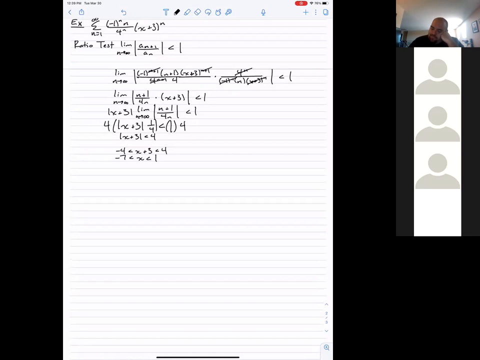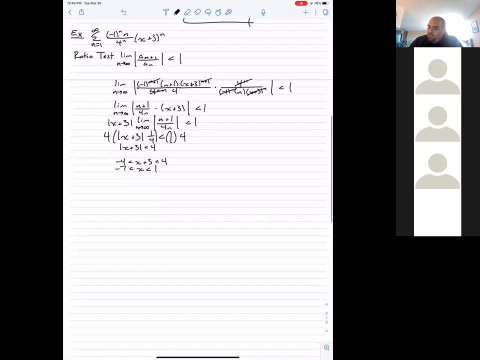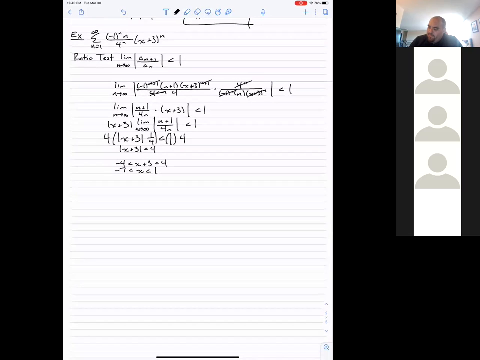Are we done? You have to test both -7 and 1. Right. So here's what I know so far. I know that every x value that is strictly between -7 and 1, my original series will converge. So now it remains for me to figure out what happens when x is equal to those values. So I just need to test them.